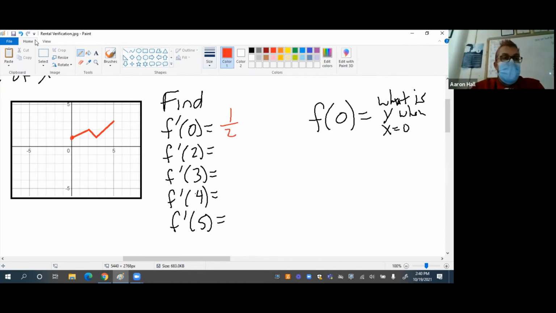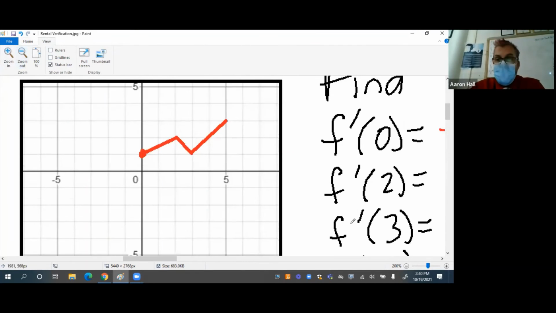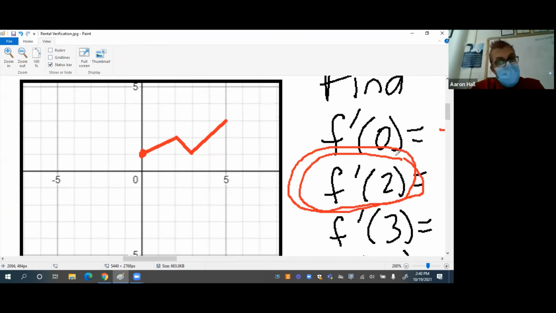What about when, I'll zoom in again, maybe, I think this is more helpful to see it this way. What about when, what is this asking? Louder? Yeah, what is the slope when x is 2?